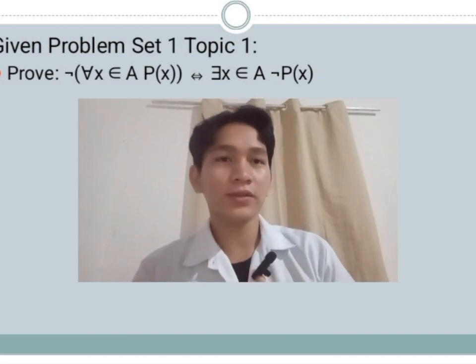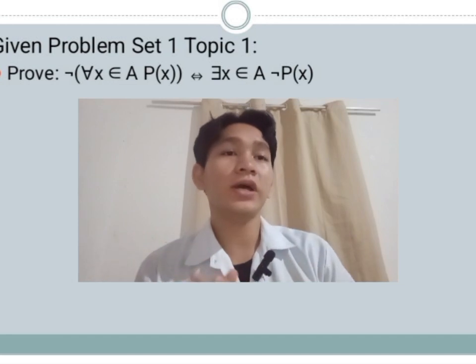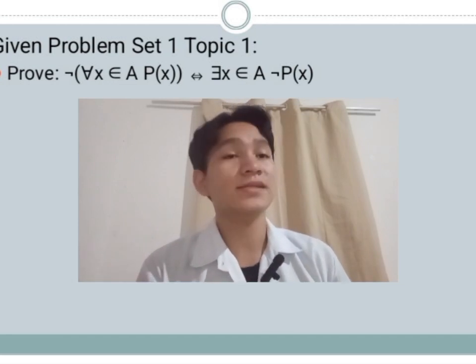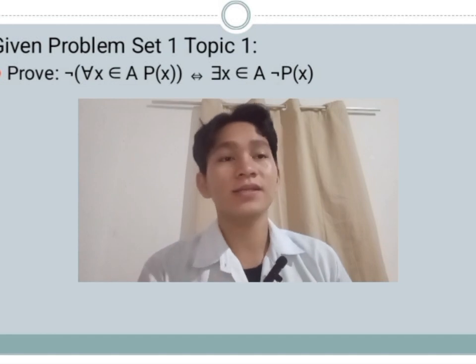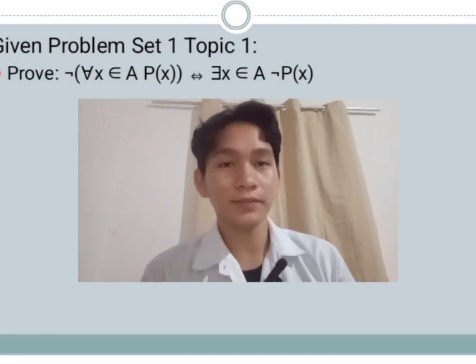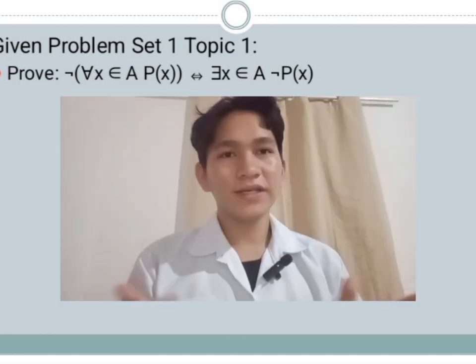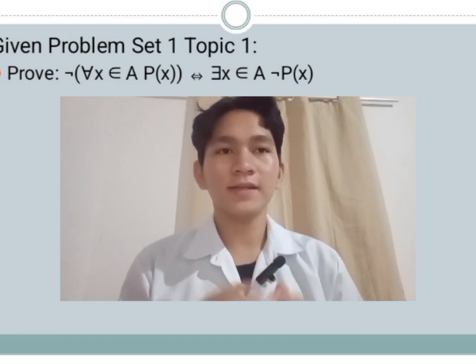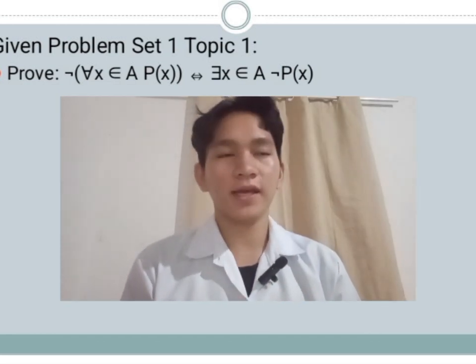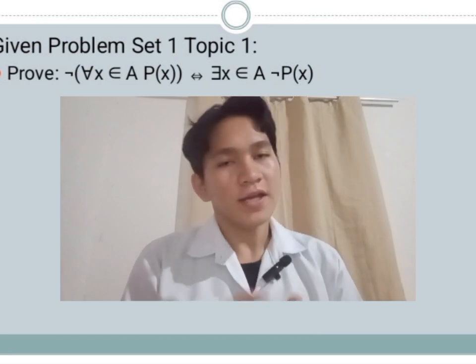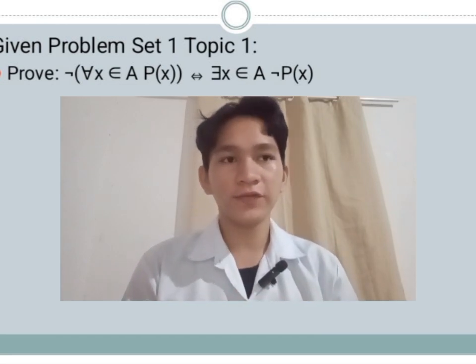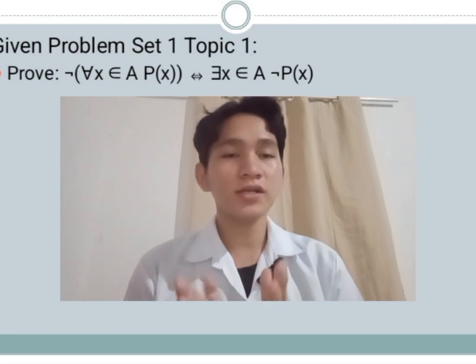But before jumping into the formal proof, let's think about a real-life example. If I say it is not true that every student passed the exam, does this mean the same as some students failed the exam? Yes, it does. The given states that the negation of "for all x in A, P(x)" is equivalent to "there exists x in A such that not P(x)." This equivalence shows the relationship between the negation of a universal statement and an existential statement.